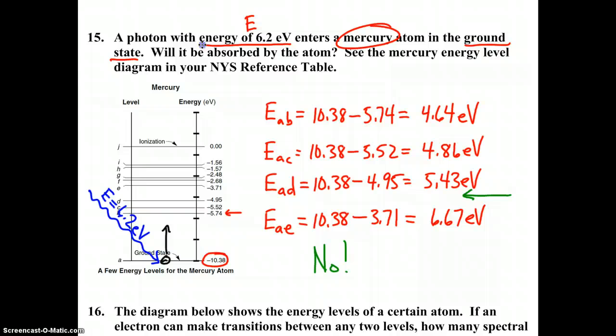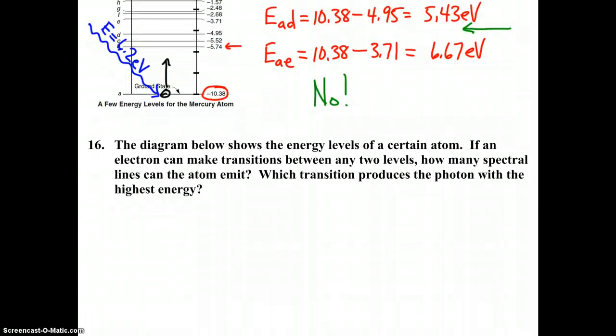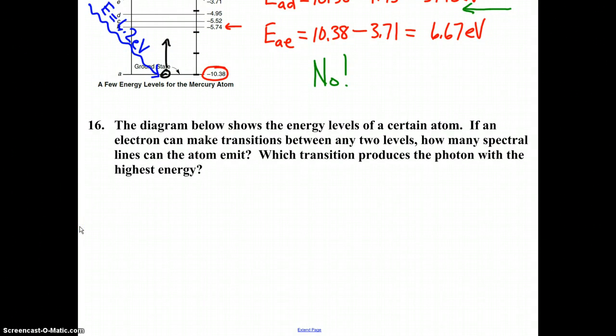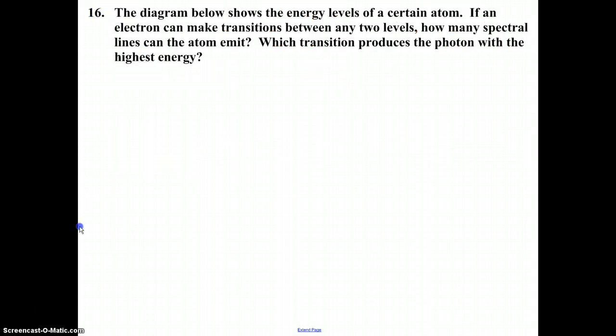Alrighty, let's move on to 16. And this says, the diagram below shows the energy levels of a certain atom. If an electron can make transitions between any two levels, how many spectral lines can the atom emit? Which transition produces a photon with the highest energy?